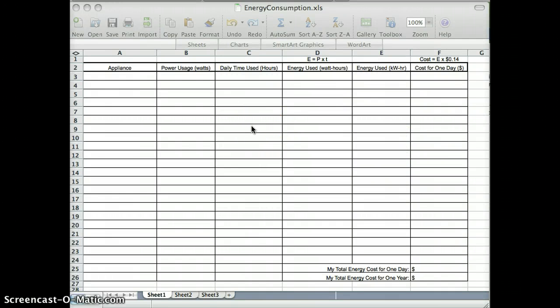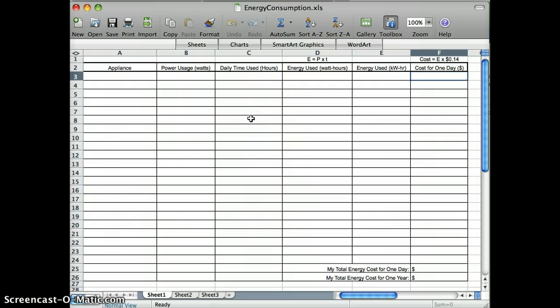So we've talked a little bit about how the energy company calculates what they charge you for kilowatt hours. So today we're going to take that information, those equations, and you're going to calculate how much energy and also how much a bill would cost for you for a day and then also for a year.